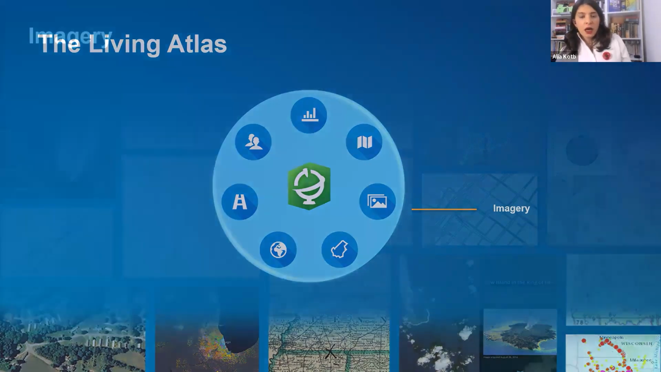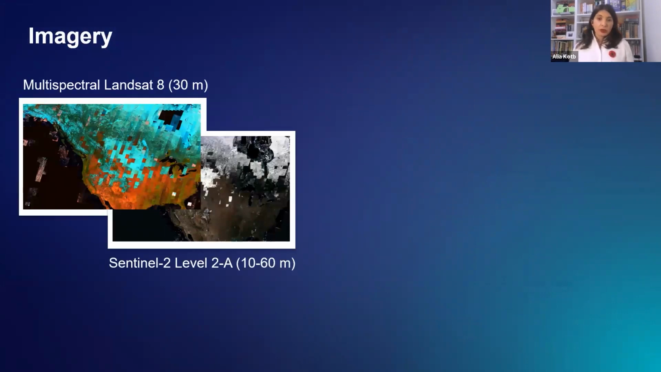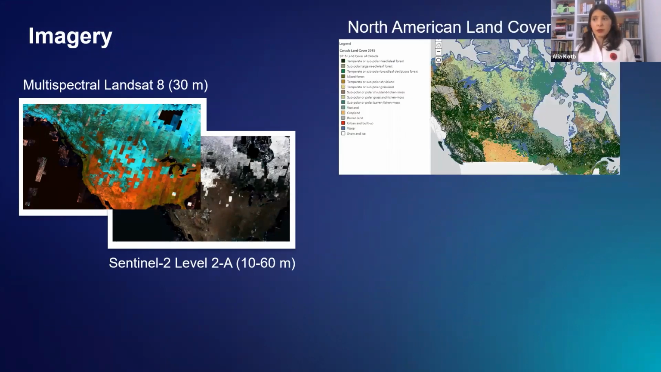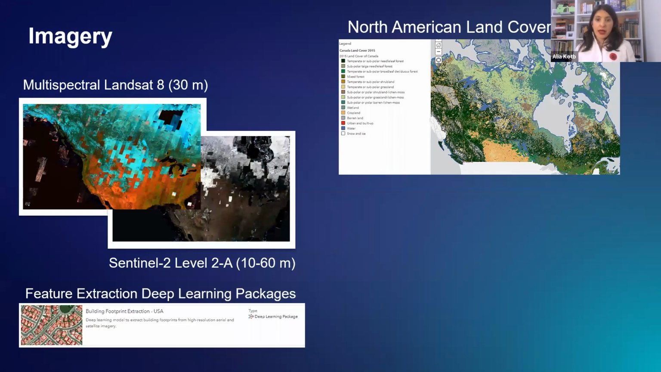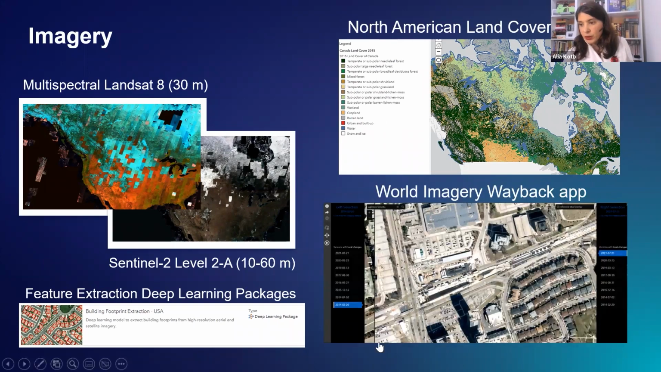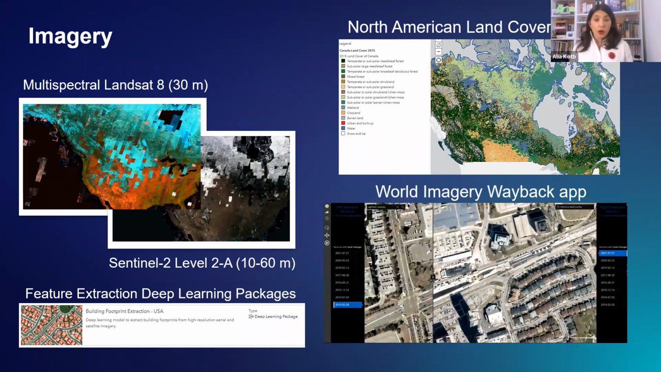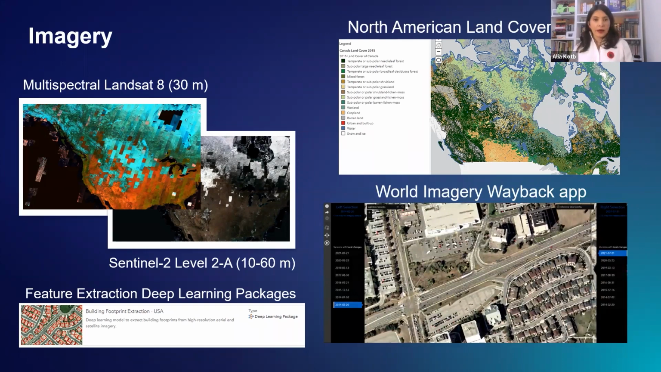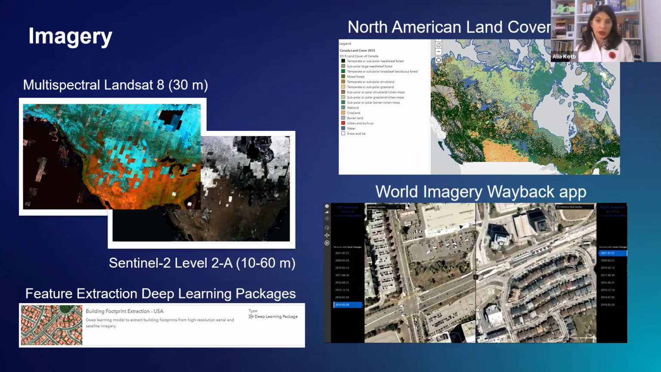So for imagery, you'll be able to see something like the multispectral land use, Landsat 8, the 30 meter imagery, Sentinel-2 level 2, 10 to 16. You'll also be able to see North American land coverage in 30 meter. It's an application. Again, you don't need to have ArcGIS to be able to explore these applications. There's also something like the feature extraction for deep learning packages, or a personal favorite, the World Imagery Wayback app. And there's a little demo here for you to explore a before and after of how that area looked using imagery.